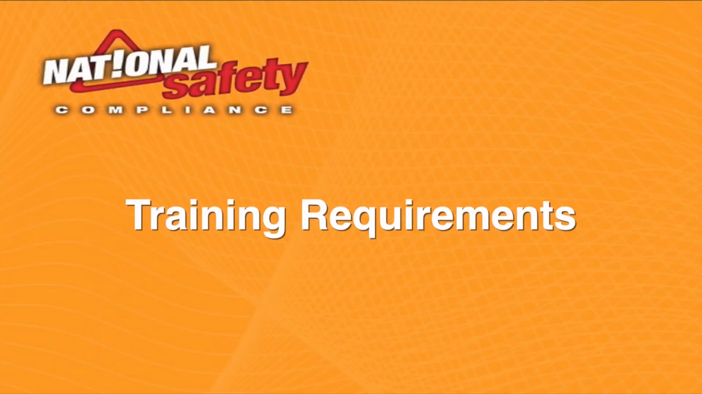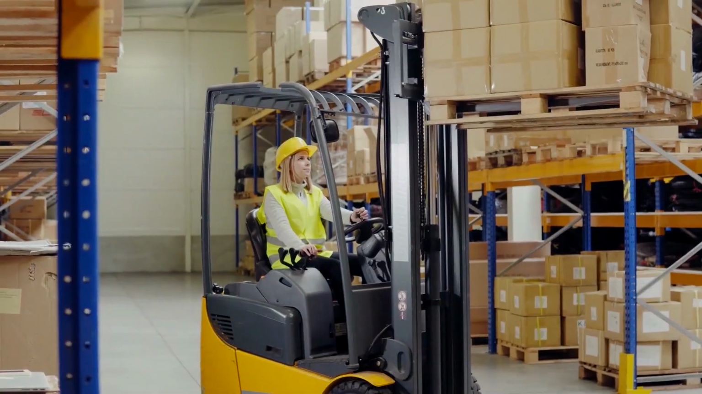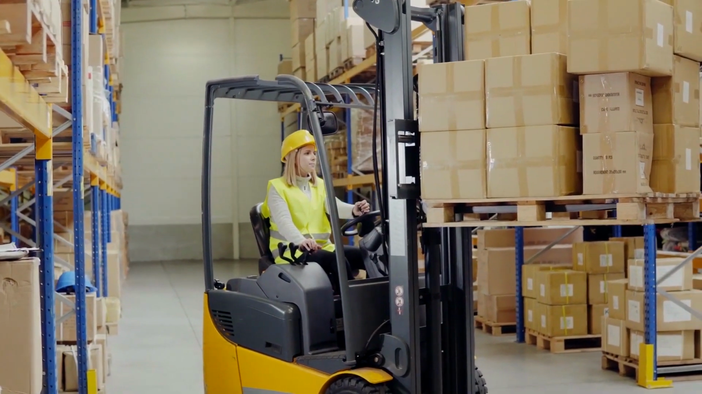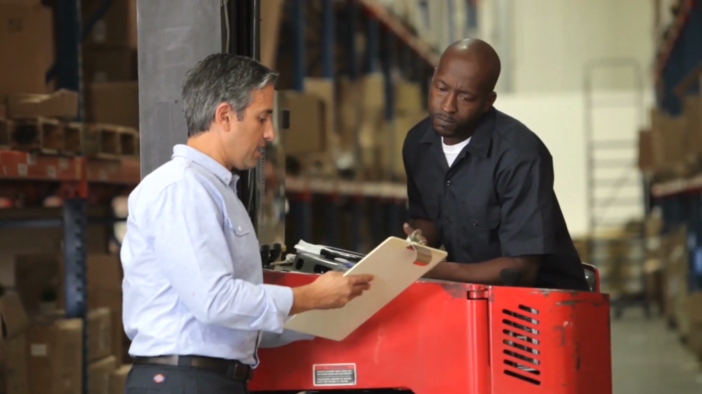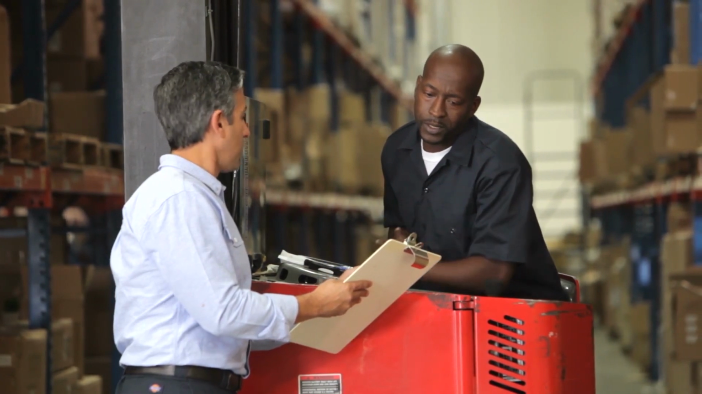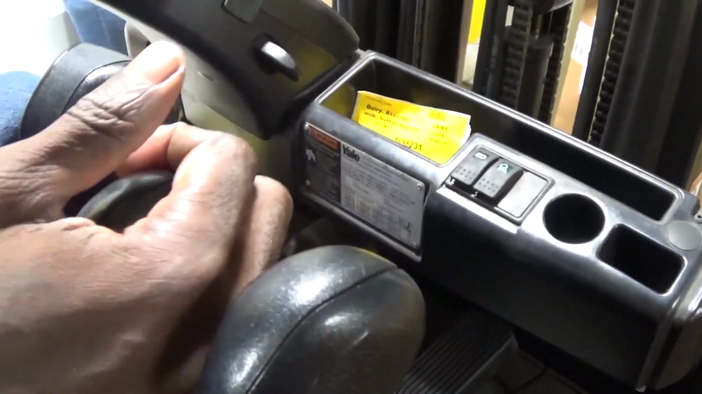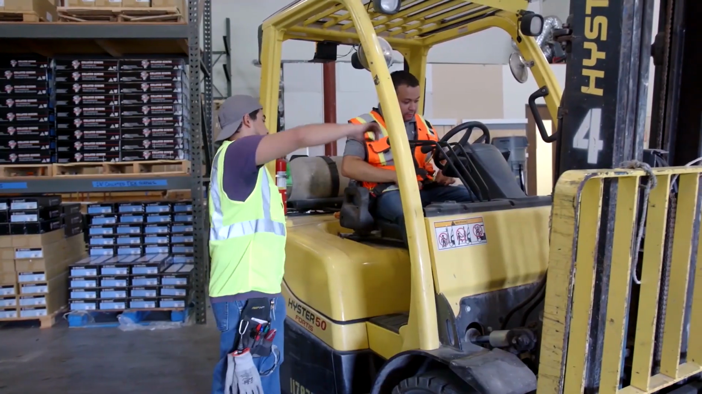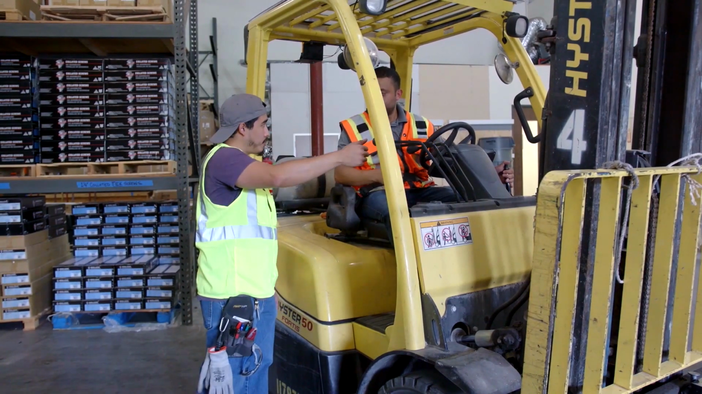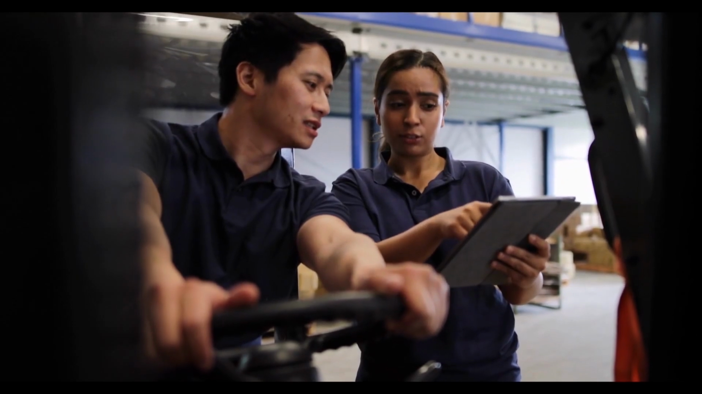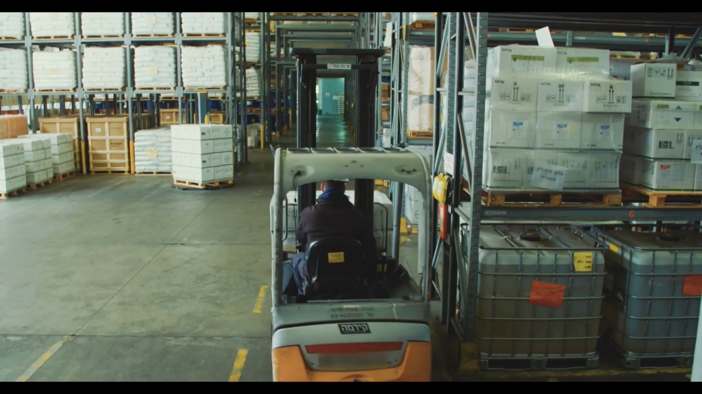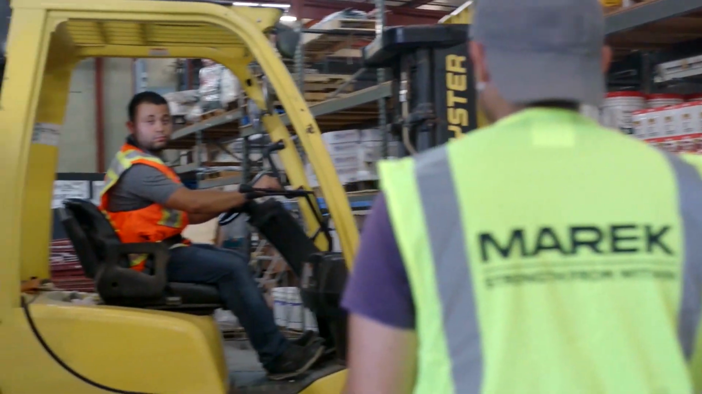Training requirements. Only trained and competent operators are permitted to operate powered industrial trucks. Forklift operators must be trained and certified by their employer. Trained operators must know how to do the job properly and do it safely, as demonstrated by a workplace evaluation. Training should consist of a combination of formal instruction, practical training, and evaluation of the operator's performance in the workplace.